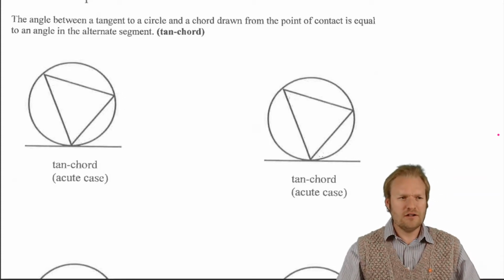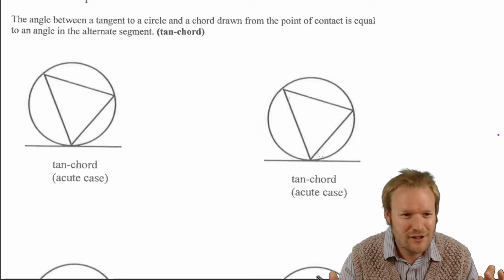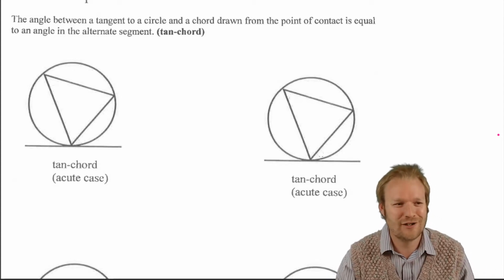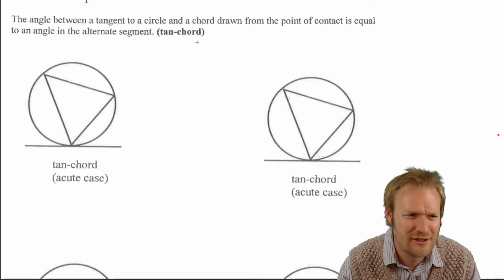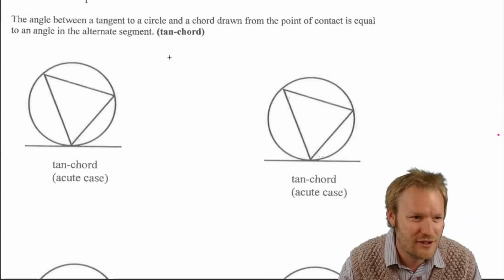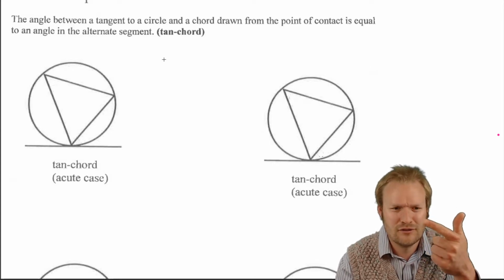We are in for our last theorem, the Tan Chord Theorem, and if you see a tangent, it's just so likely that you're going to use tan chord. It comes up so often. So let's look at what the Tan Chord Theorem means. It's got to do with a tangent and a chord.